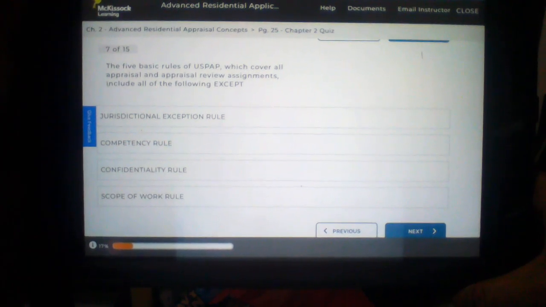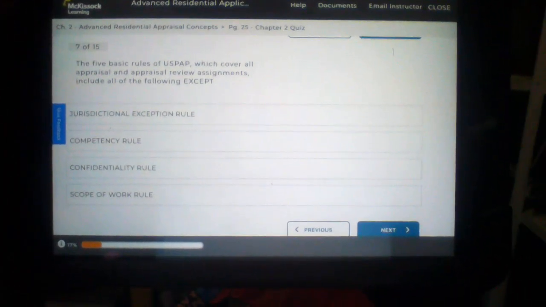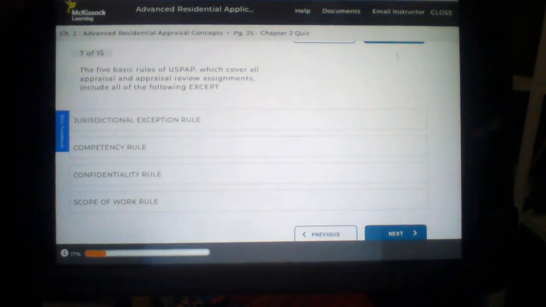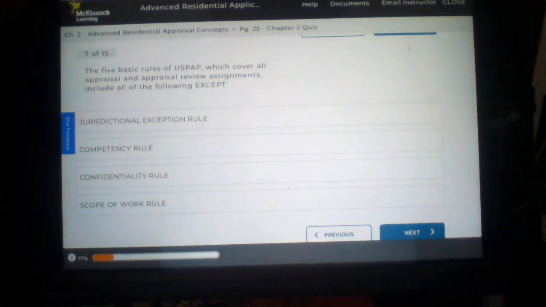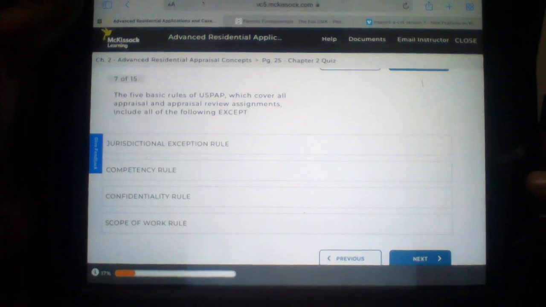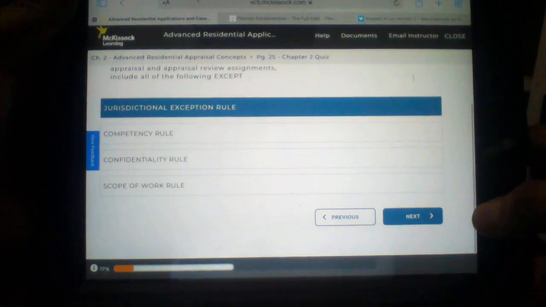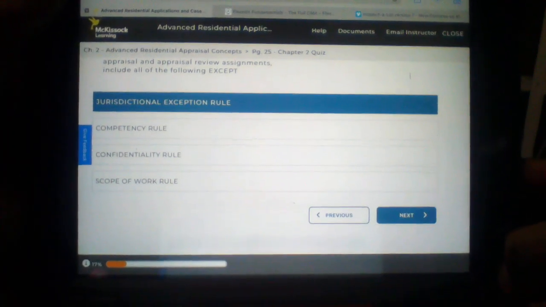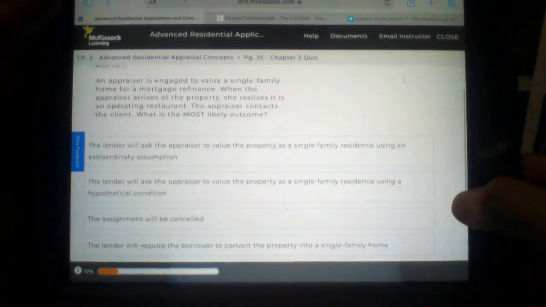Include all the following except. Confidentiality, scope of work, jurisdictional exception. The 5 basic rules of USPAP. I'm going to go jurisdictional exception rule. I'm probably 50% sure about that. I just feel like competency, confidentiality, and scope of work feel like some of the core concepts of USPAP.